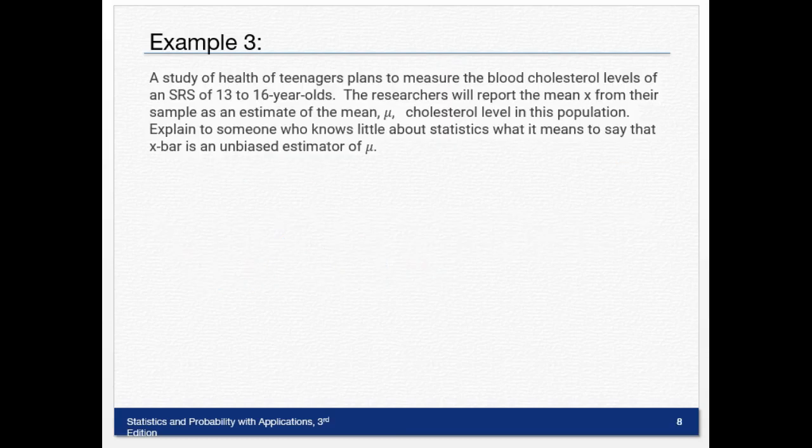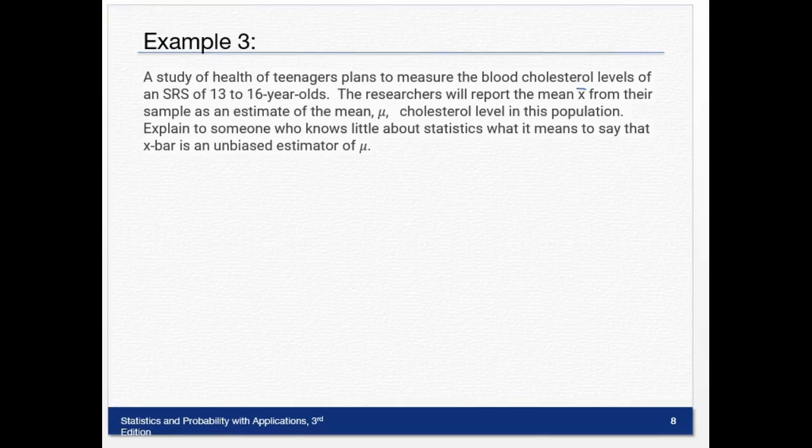All right, look at number 3. A study of the health of teenagers plans to measure the blood cholesterol levels of a simple random sample of 13 to 16-year-olds. The researchers will report the mean X bar from their sample as an estimate of mu, the cholesterol level in this population. So explain to someone who knows little about statistics what it means that X bar is an unbiased estimator. Okay? Unbiased estimator. Remember the visual of the target.